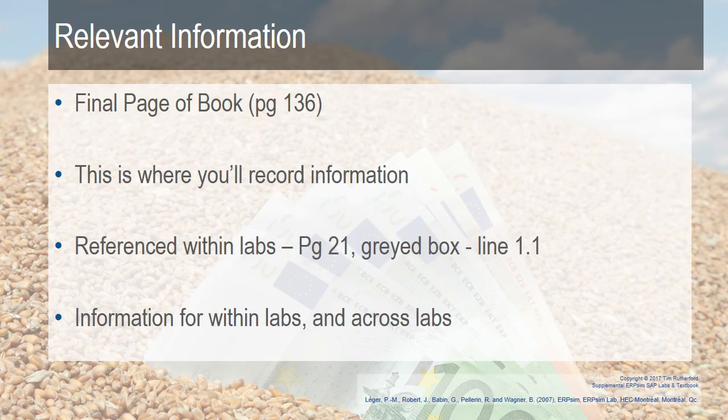The relevant information form is on the very last page of the book. It's on page 136. This is where you'll record information throughout the labs. This is referenced within the labs. If you look at page 21 of the book, you'll see there's a gray area, and it says, "The following is not busy work nor information only." I don't know why, but I always have at least one student who doesn't think they need to do this. And then they get to lab 3 and they have to go back and figure all of this out.